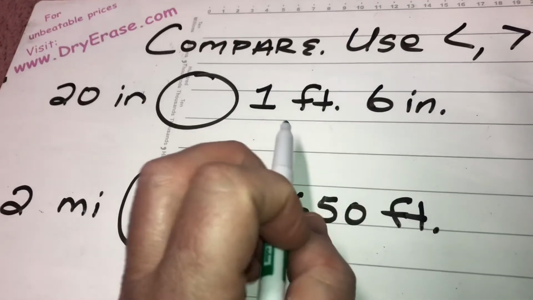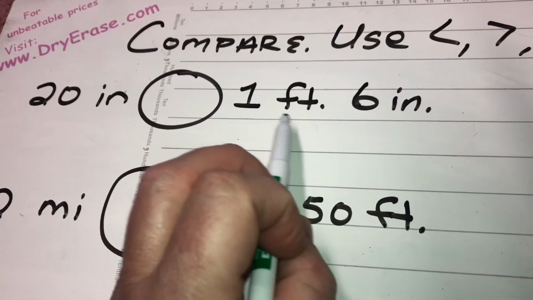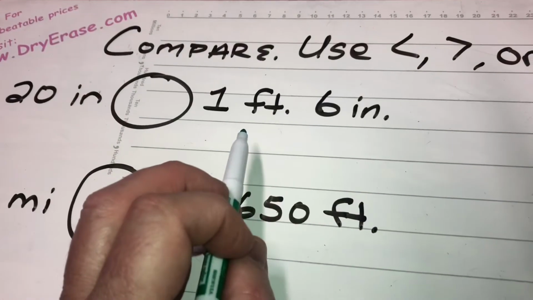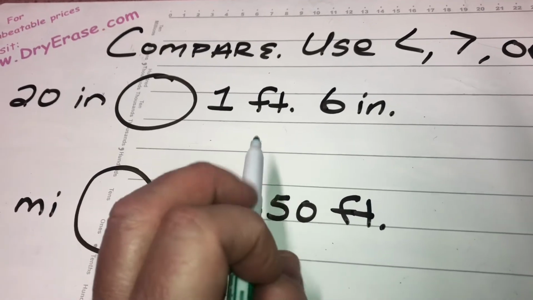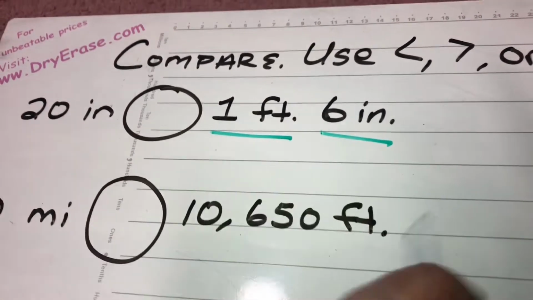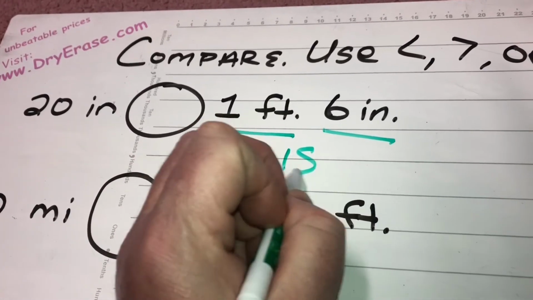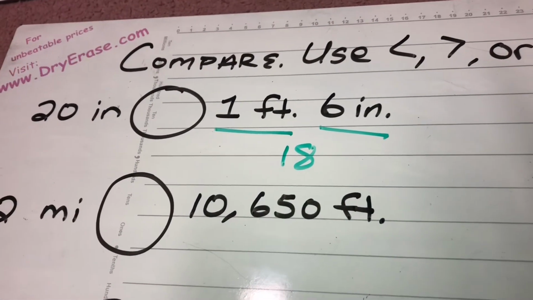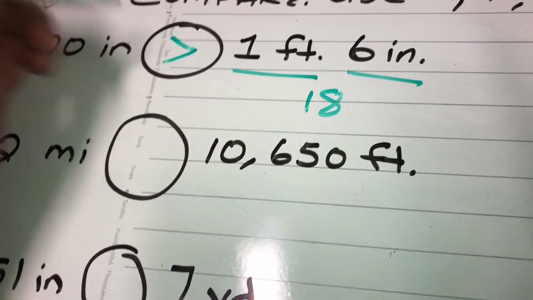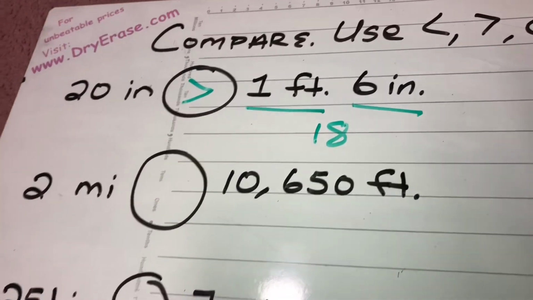So basically I have 1 foot that I need to turn into inches. Well, as I know, 12 inches makes 1 foot. So this 1 foot, I know if I do 1 times 12, that's just 12 inches. So this is 12 inches, plus this 6 inches, 12 plus 6, that gives me a total of 18 inches. Well, 20 inches is bigger than that. So my mouth is going to be open to the 20 inches.